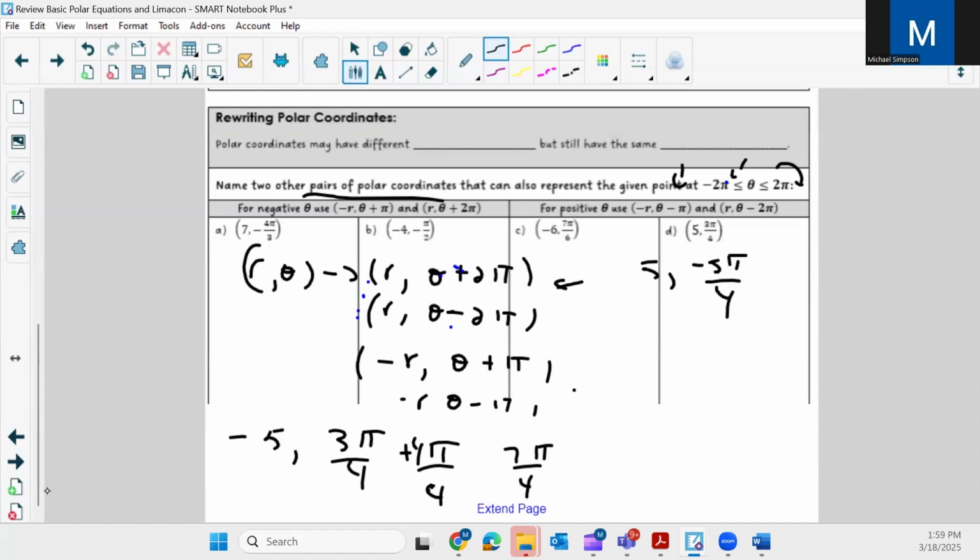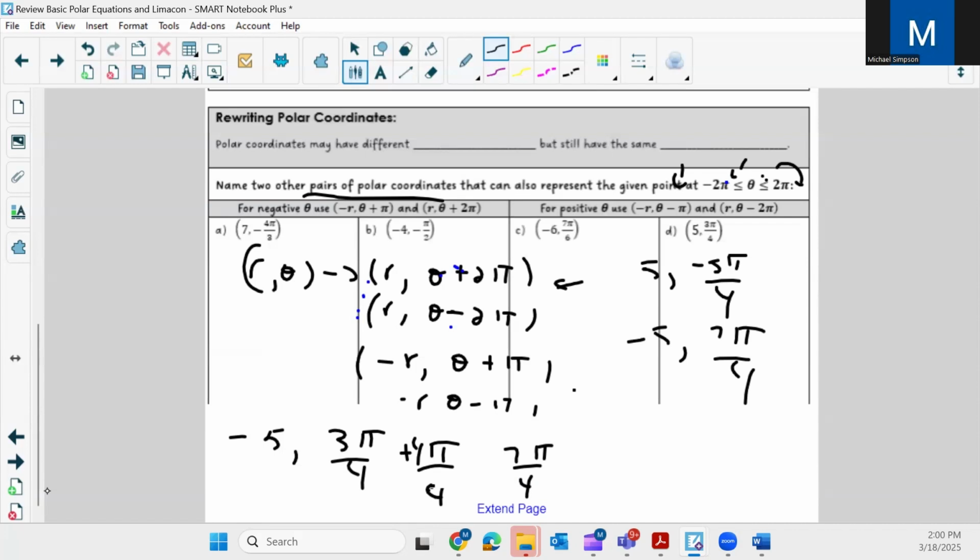Exactly. So that's going to give me 1 point. So is that going to work? Yes. So the other one's going to be -5 comma 7 pi.